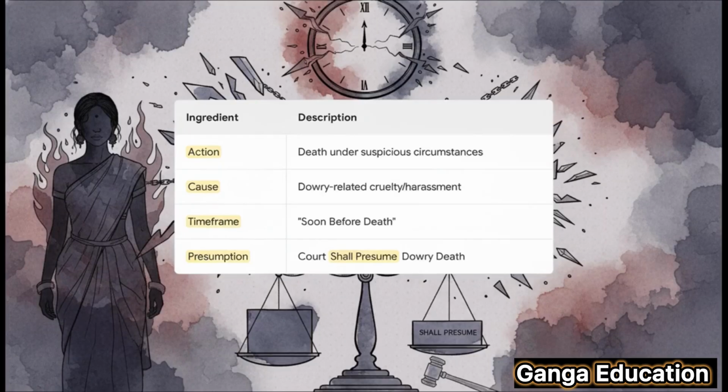Pay very close attention to the key words here. The time frame isn't a fixed period, like 7 years. It's soon before death, which implies a direct, recent connection. But the most important element, the real game changer, is the phrase shall presume. This removes all discretion from the court.